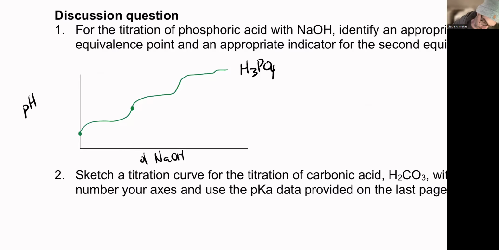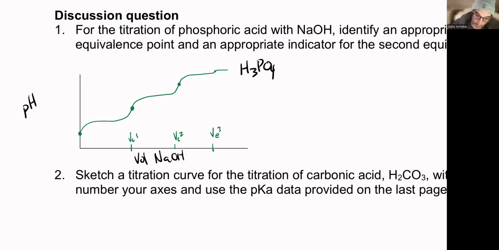Let's see, undo that. There we go. So this is volume of equivalence one. That is expected to be volume of equivalence two. So there's one, there's two. This right here is volume of equivalence three. And these should all be the same volume apart. So if it's 10 mLs to the first equivalence point, it should be 10 mLs to the second, and so on and so forth.